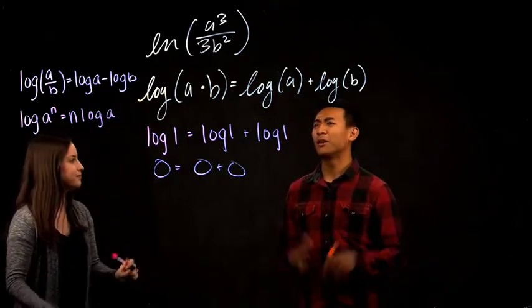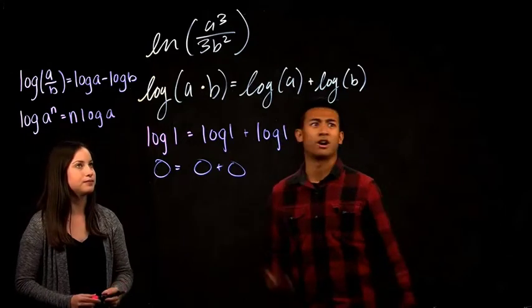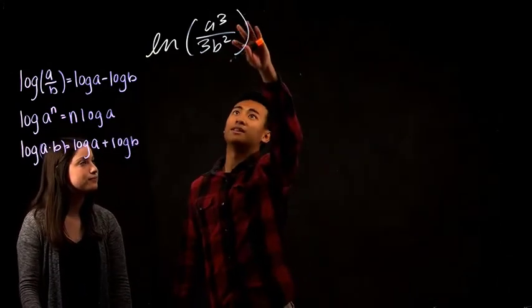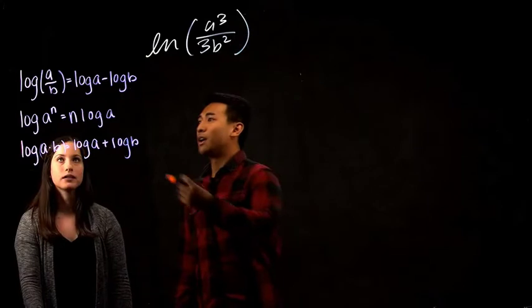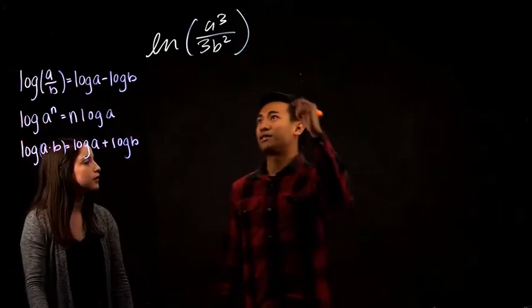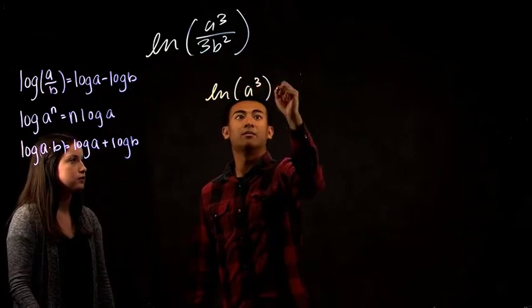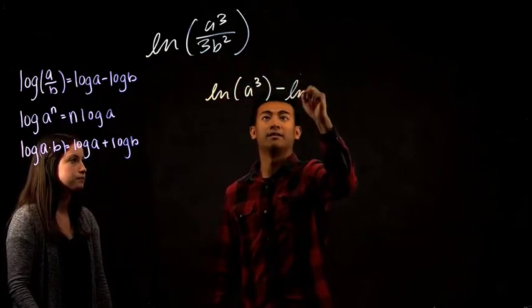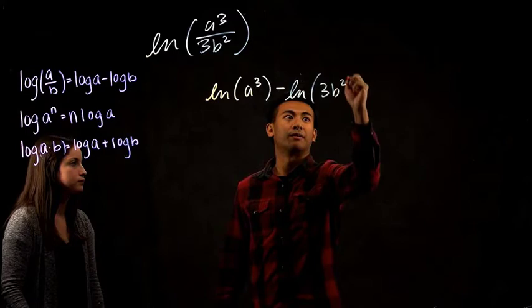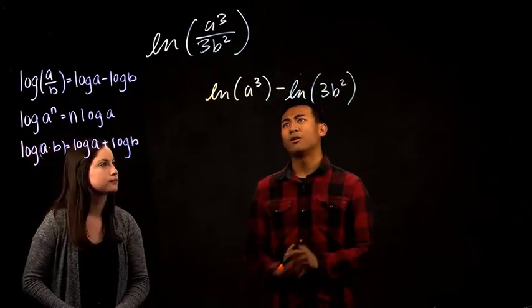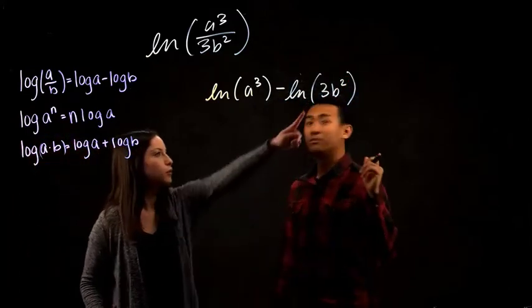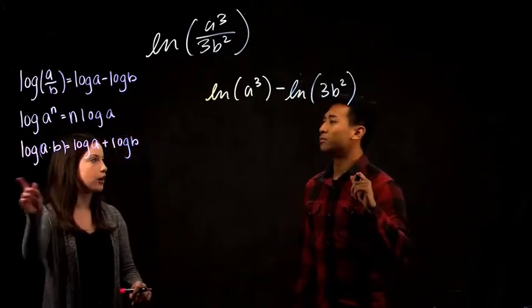Wow, okay. Now that I understand it a bit more, let me go ahead and give it a shot. I noticed that these two are being divided, so let's just use our quotient rule. So we're going to have ln of a cubed minus the bottom, which is ln of 3b squared. Now I noticed that we're multiplying 3 and b squared, so we could just use our product rule that we came up with.